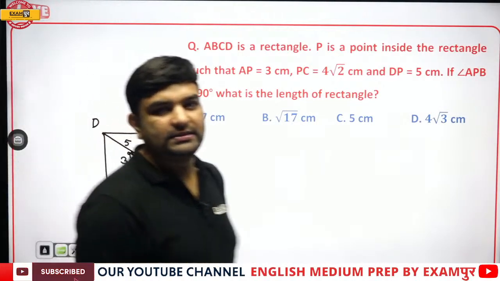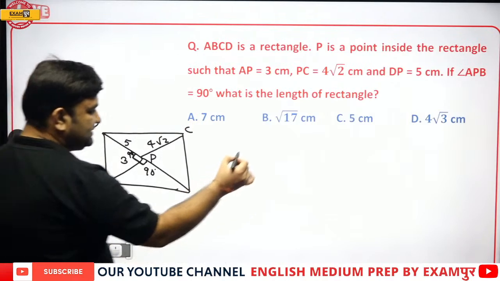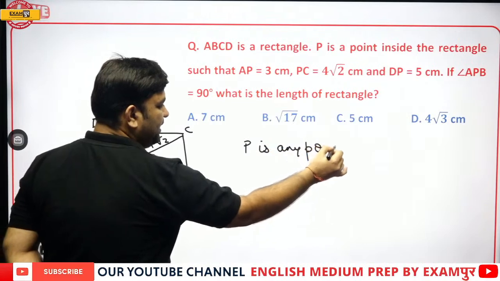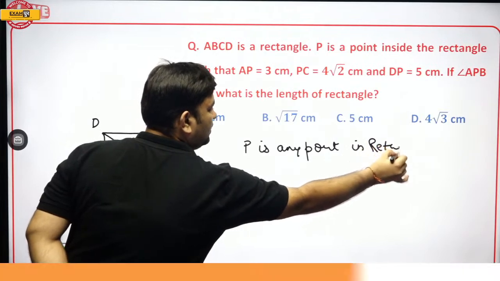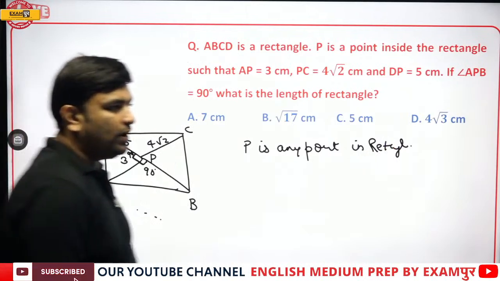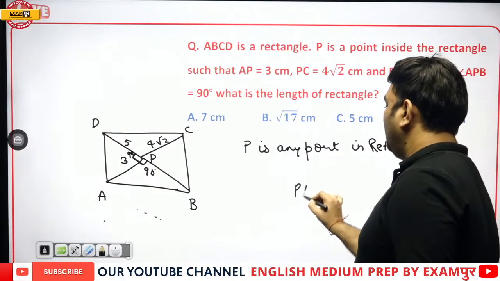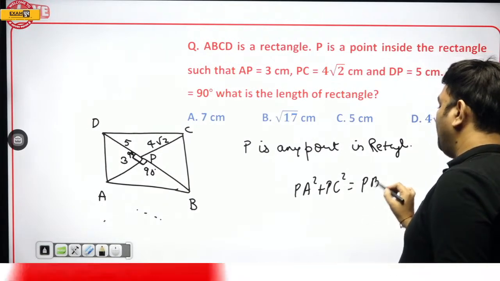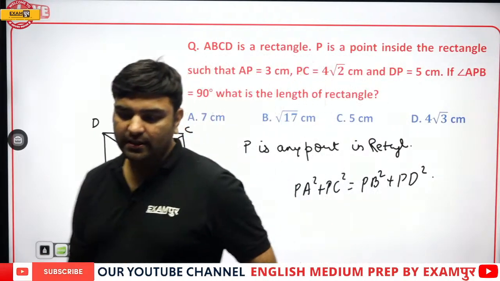There is a property for a rectangle, guys. The property says if P is any point inside a rectangle, then what happens? PA square plus PC square is equal to PB square plus PD square. Have you read it, guys?